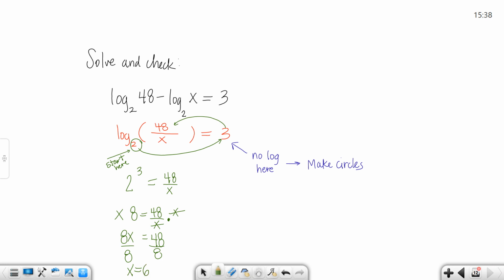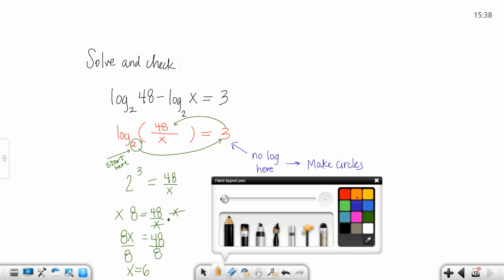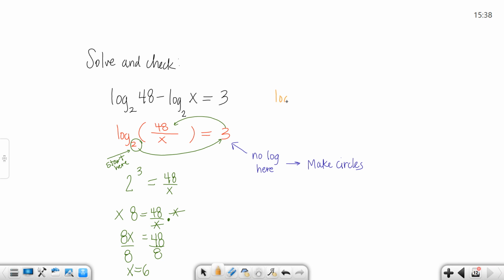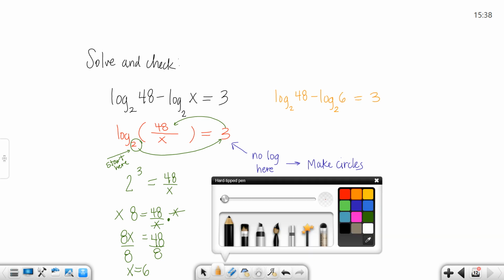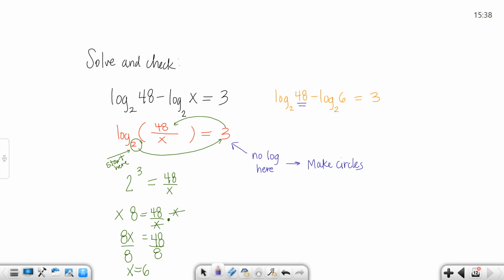Now I'm pretty sure that's a good answer, but we do want to check it anyway. If you take 6 and you plug it back into the original equation, you get the log base 2 of 48 minus the log base 2 of x. Remember, x is 6, and that equals 3. So when you're checking it, this 48 here, that's a positive number. Wonderful. This 6 here, that's a positive number. So behind the log, you only had positive numbers. So that means it checks out fine.